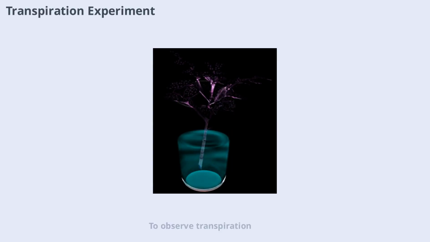To observe transpiration, enclose a leafy branch in a transparent polythene bag and tie it securely. After a few hours in the sun, you'll notice water droplets inside the bag. This water comes from the leaves, released as vapor through transpiration. This process is essential for plants, helping them manage water and maintain their health.